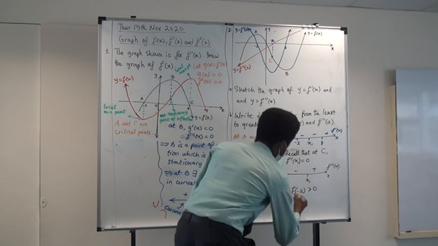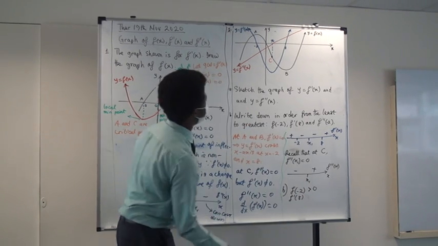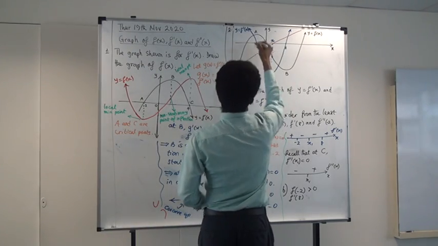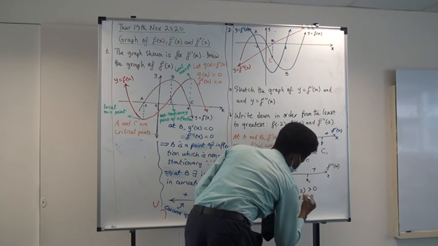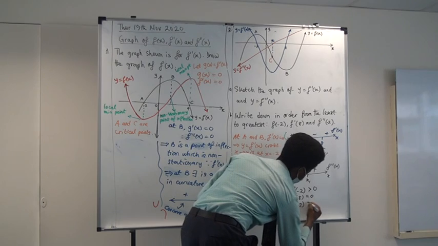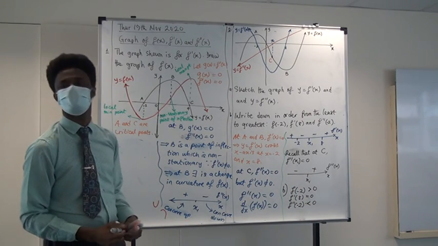What about f prime of 8? What do we know about it? f prime of 8 is 0. Yes, f prime is the blue line. So what about f prime prime of minus 2? Negative. Is it? Yes.